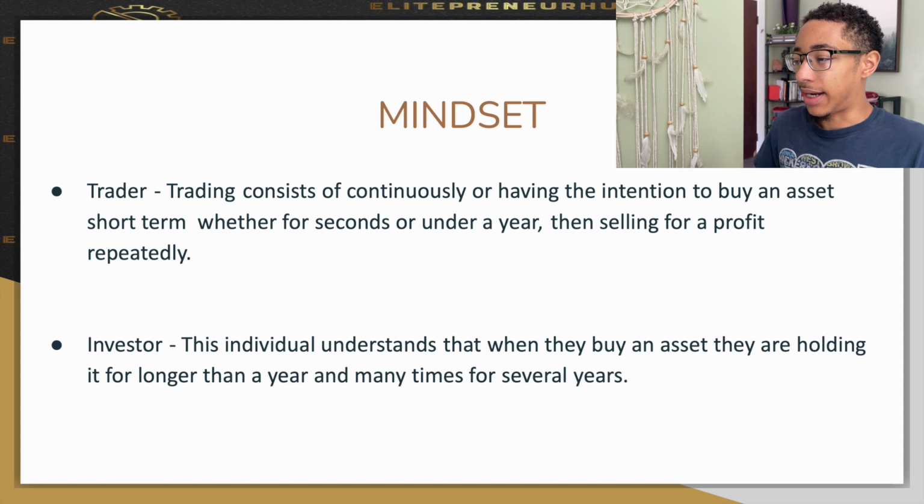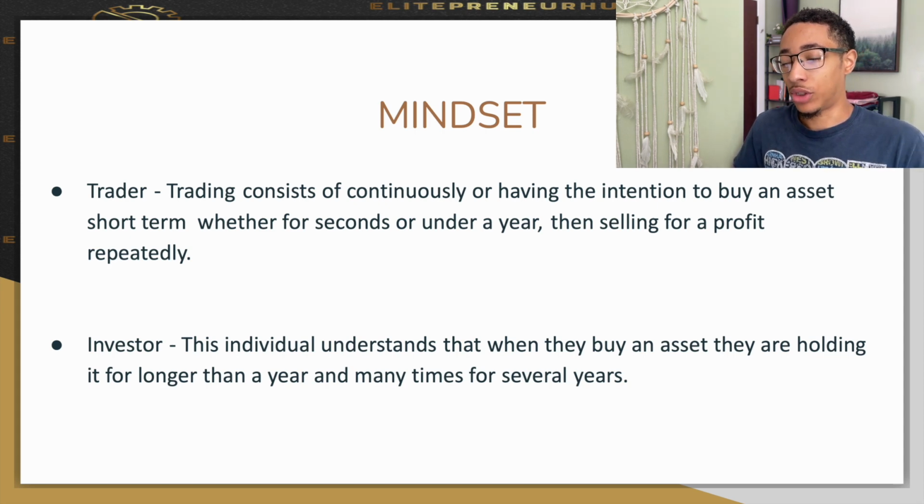A trader is someone who is trading continuously and having the intention to buy the asset for a short term period, meaning you are just buying and holding for a few hours, a few minutes, maybe even a day or two, being like a swing type of trader, or a week or something like that. But altogether, it's for the short term, not some years. It says whether for seconds or under a year, then selling for a profit repeatedly. Whatever method you're using that's working, that's what you're going to be repeating. So that's what a trader is going to be doing.